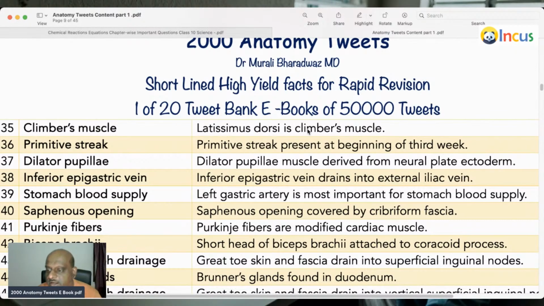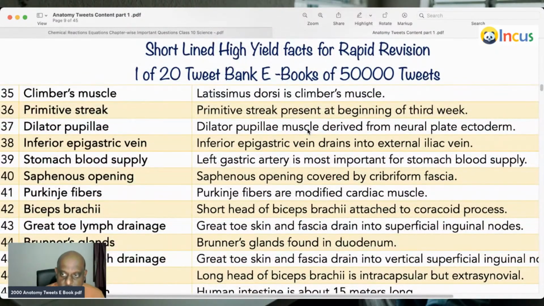When will primitive streak form in the embryology? It begins at 3rd week. Normally, as I told you, muscles come from mesoderm, but dilator pupillae is derived from the neural plate ectoderm, is what you need to remember. Inferior epigastric vein drains into external iliac vein. The most important blood supply of the stomach is from left gastric artery. Saphenous opening is covered by cribriform fascia.